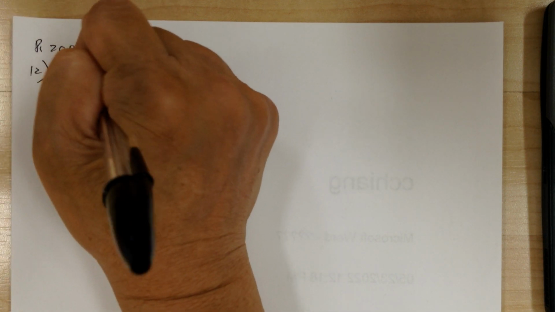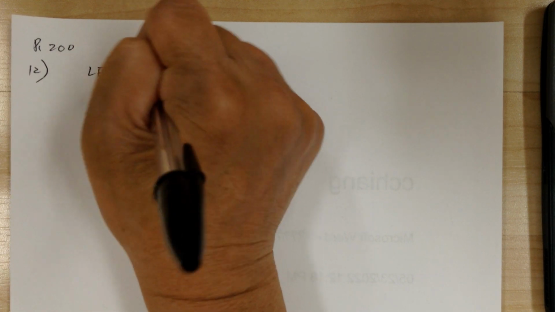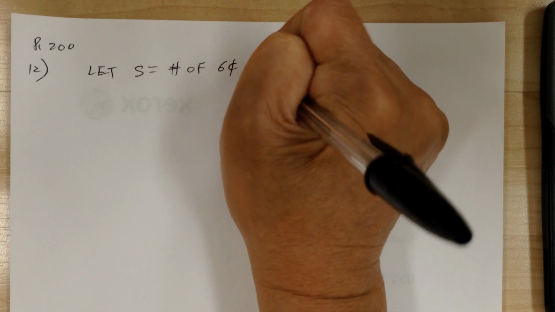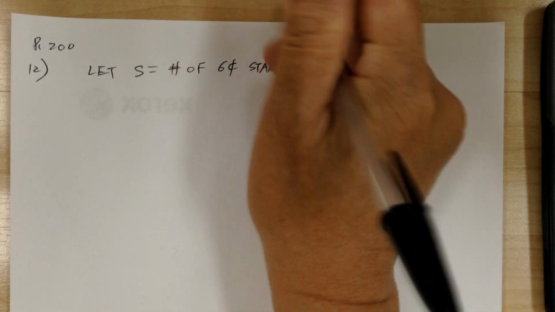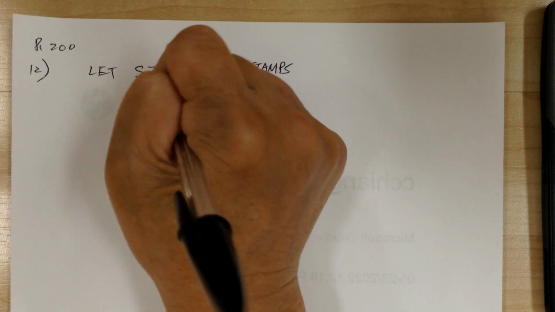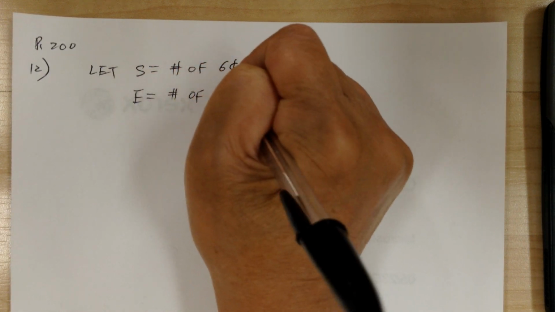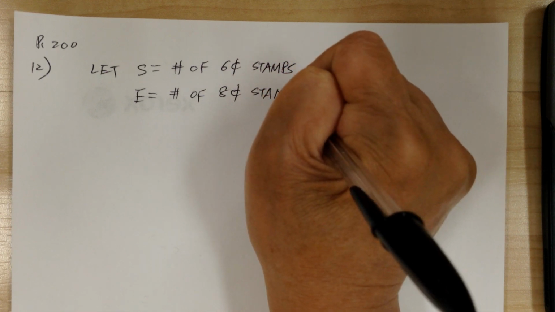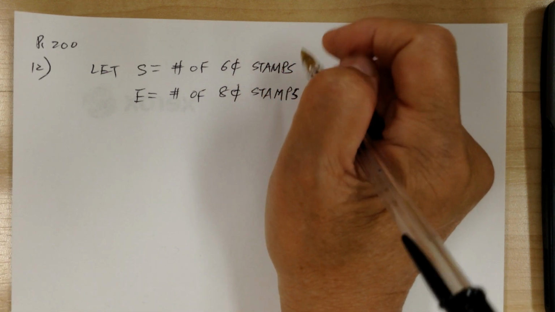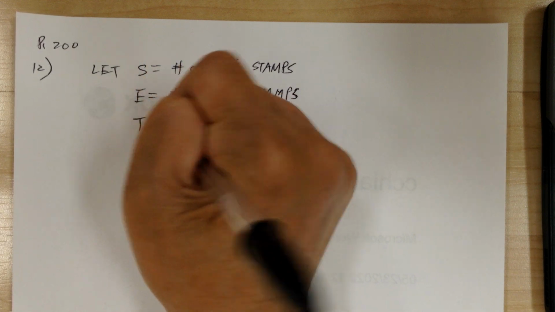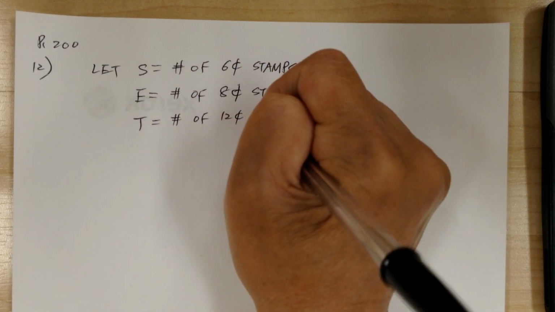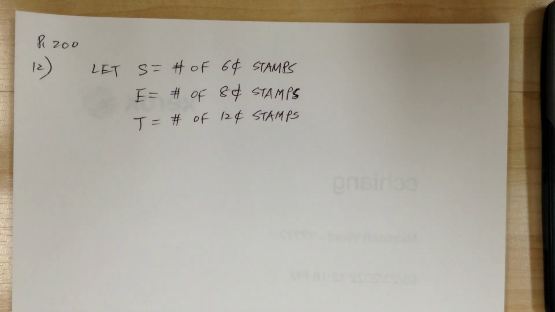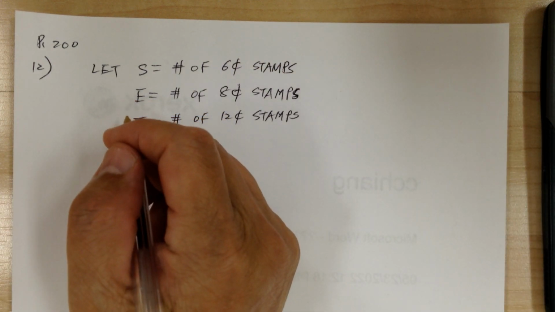Okay, so you can set up your variable. Let S equal the number of 6-cent stamps, and let E equal the number of 8-cent stamps. Again, set up your variable, it helps you think through, okay? And you have the 12. So let T equal the number of 12-cent stamps. Okay, now we're all set up. Now we can go and write the equation.